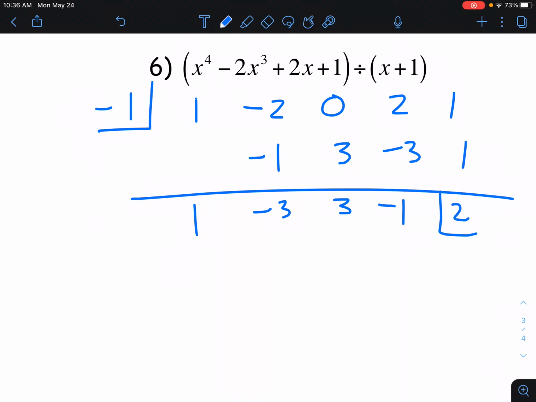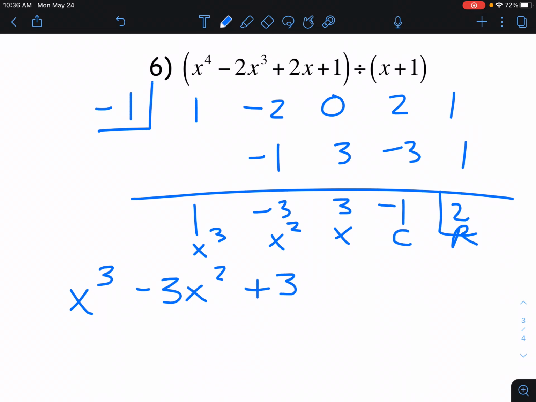I just want to double check this. And we're good. All right, so there's the remainder, constant, x squared, x to the third. So we got 1x to the third minus 3x squared plus 3x minus 1 with a remainder of, put a fraction, plus 2 over x plus 1.